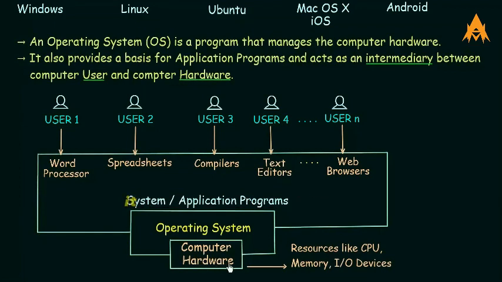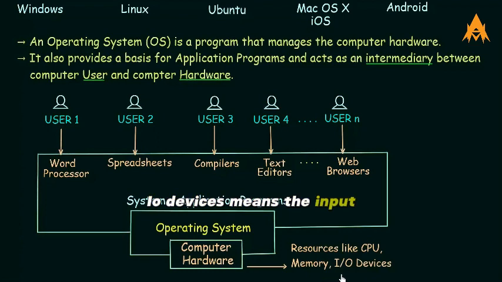Computer hardware consists of resources like the CPU, which is the central processing unit, memory, and I/O devices, which means input/output devices. Memory consists of primary memory, like your RAM, and secondary memory, like your ROM. I will explain these things in a detailed way in another lecture. For now, let's just note our memory as well as the I/O devices.